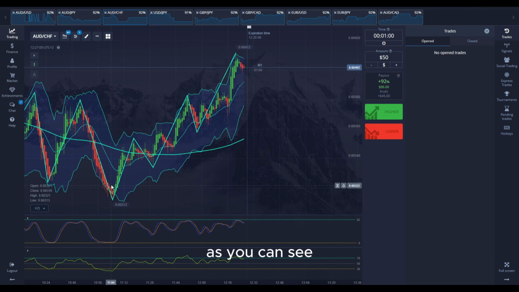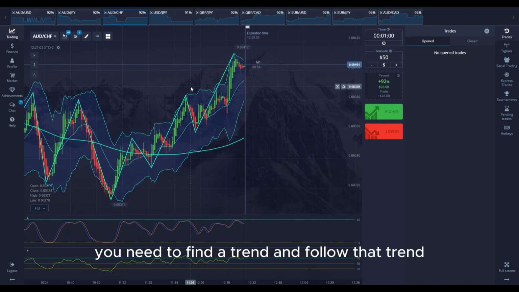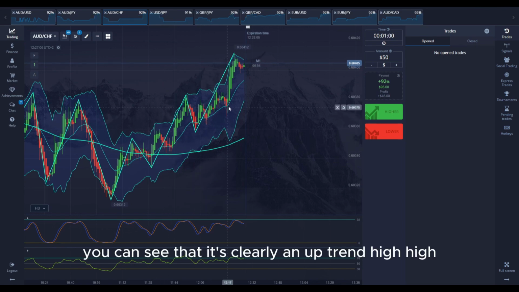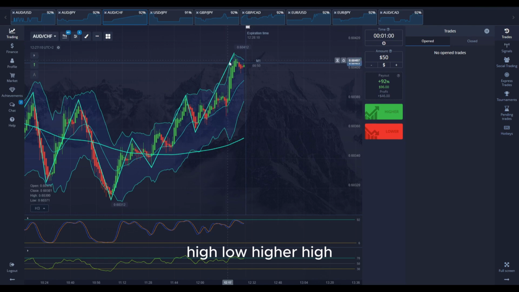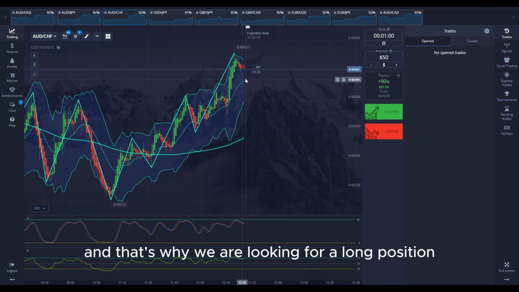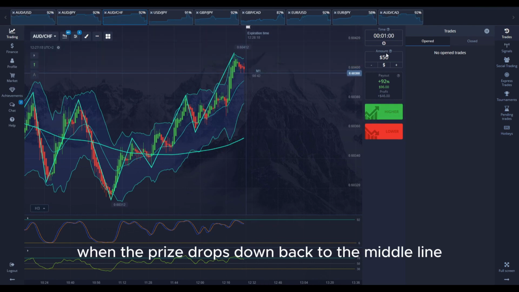Firstly, as you can see, you need to find a trend and follow that trend. You can see that it's clearly an uptrend. Higher high, higher lows, higher high. And that's why we are looking for a long position when the price drops down back to the middle line.